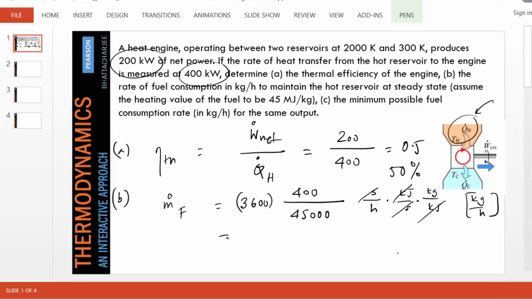If we solve this, it is simply, I believe you're going to get it to be, how much it is. Let me just quickly check. Okay, so I used a calculator. It turns out to be 32 kg per hour. Okay, what is the next problem?